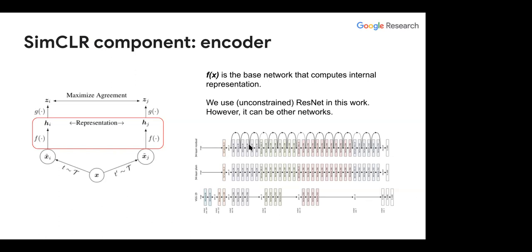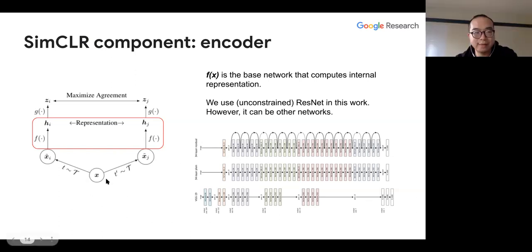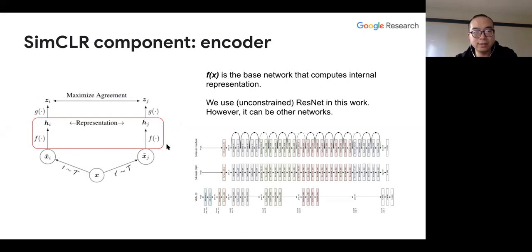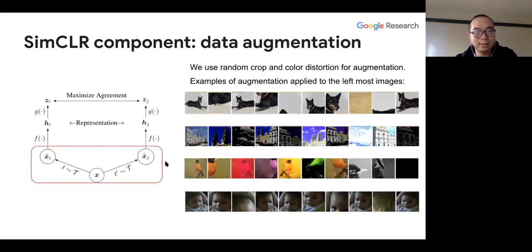So in SimCLR, you can see we have a data point, and then we make two augmentations, and then we go over some encoder to get a representation, and then we have a projection head mapping into some latent space where we measure the agreement. So let me go over each of the components here. I missed this one, sorry.